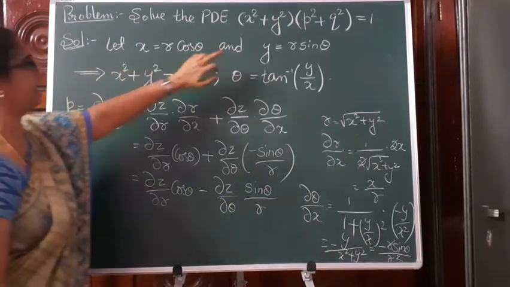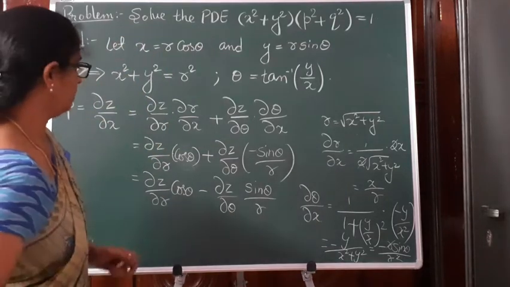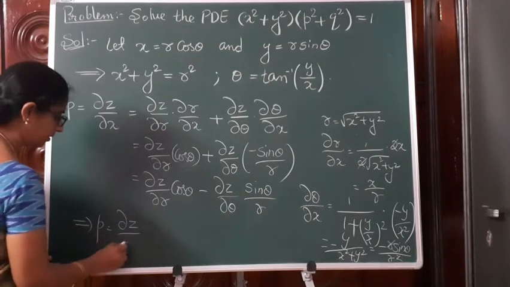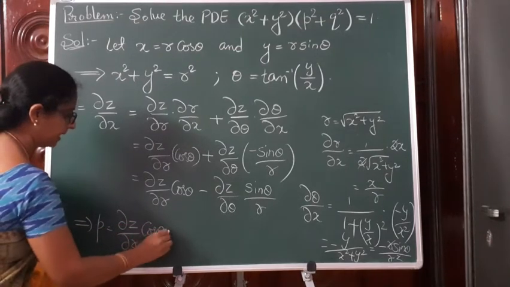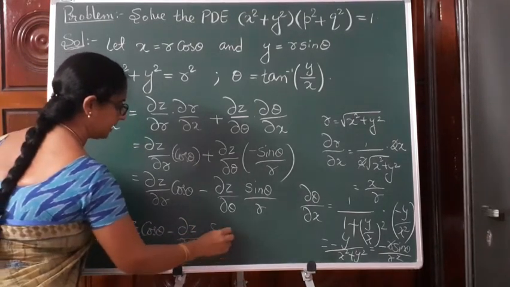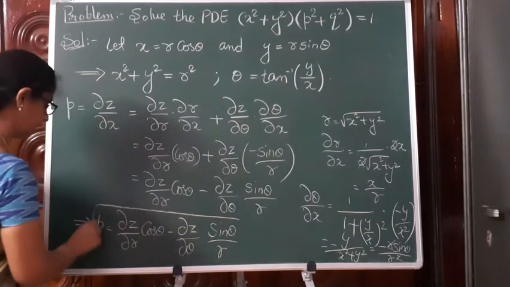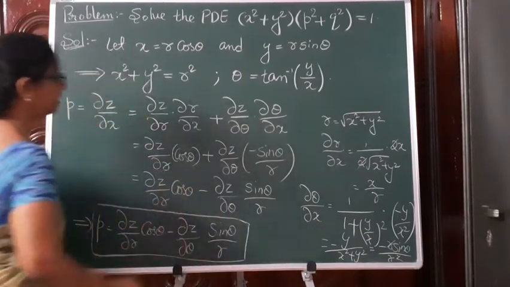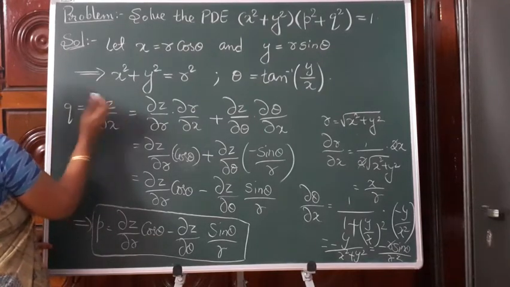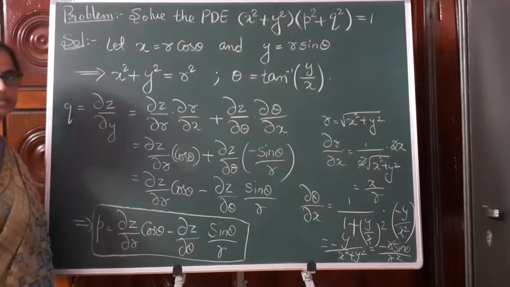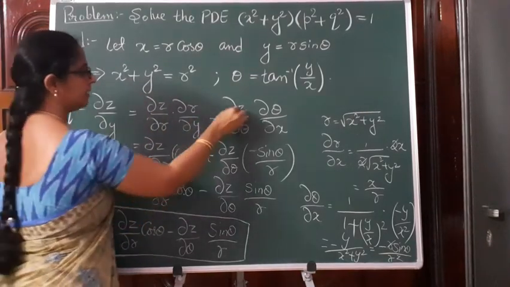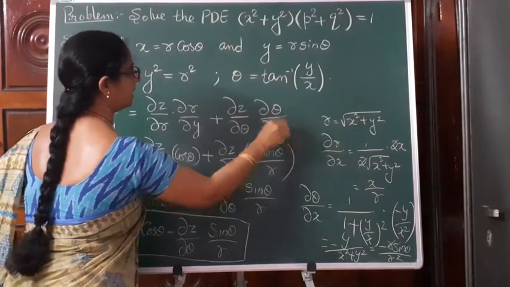Now, similarly, we find what is Q. So P is ∂z/∂r cos theta minus ∂z/∂θ into sin theta by r. This is P. Now, in a similar manner, we find Q. Q is ∂z/∂y. ∂z/∂y can be written as ∂z/∂r into ∂r/∂y plus ∂z/∂θ into ∂θ/∂y.